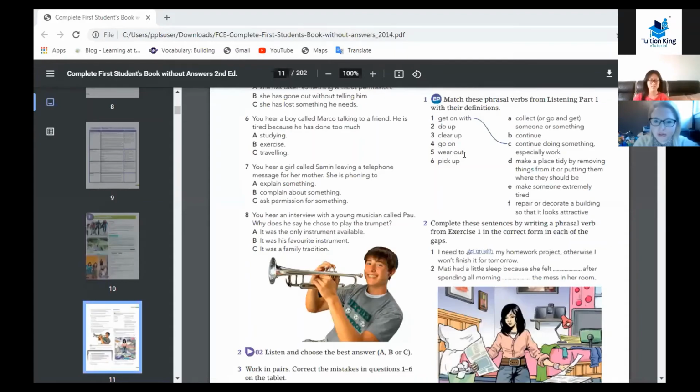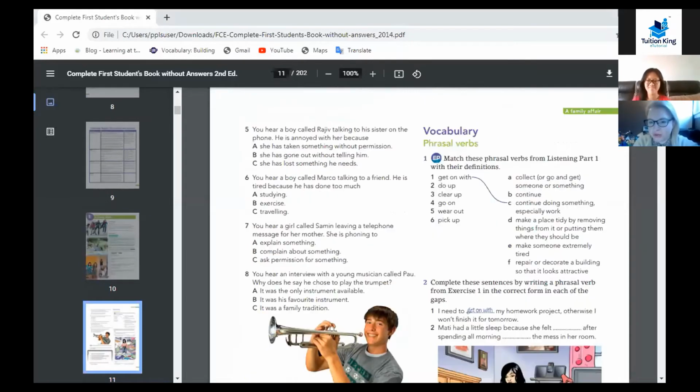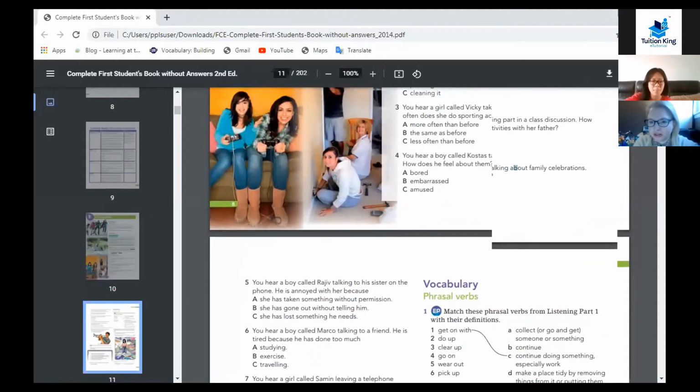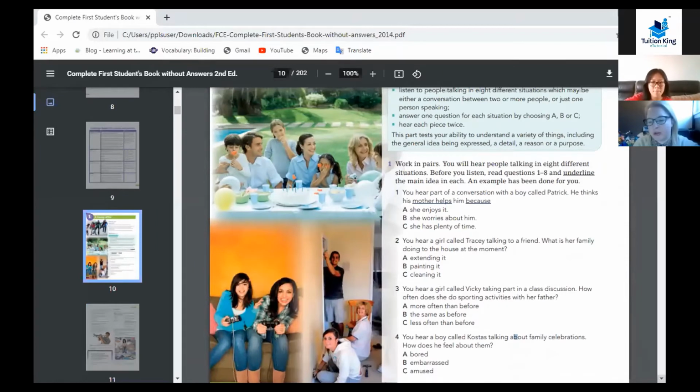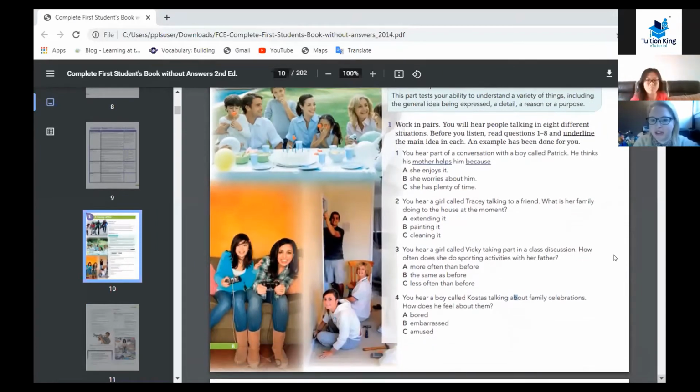Okay, just ignore this here. So what did you think for the first one? Oh, obviously the first one hasn't been done, just the main ideas. What did you think for the first one?